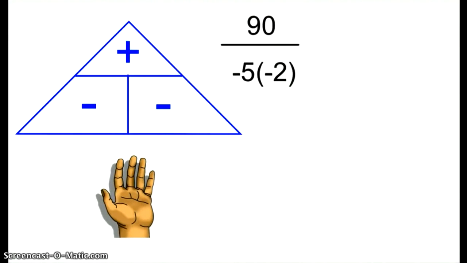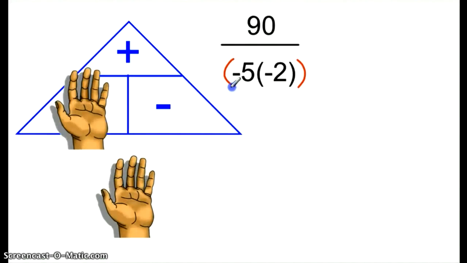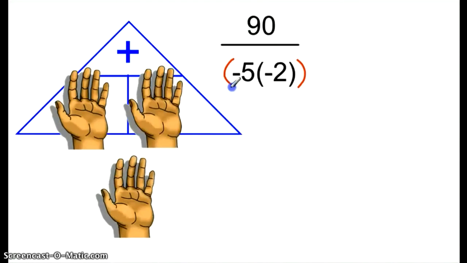All right, we're going to have a little bit of order of operations in this one. I'm going to have to multiply underneath before I can divide. So I need to multiply -5 times -2. So I have a negative covered up for the 5 and a negative covered up for the 2. So my bottom, or my denominator, is going to be a +10. So now I have 90 divided by 10. A +90 divided by a +10 is going to be a positive, and our answer is 9.